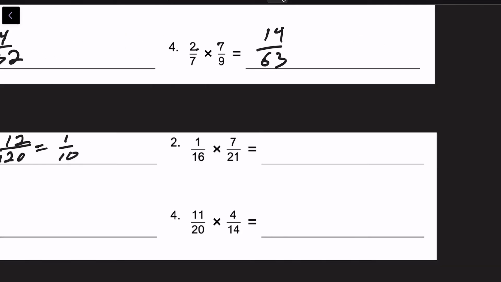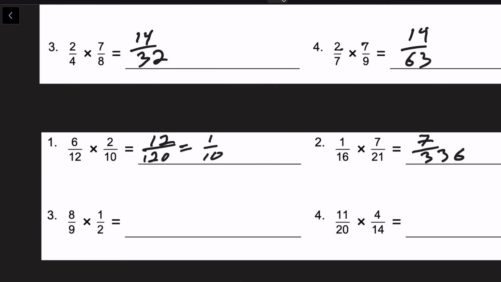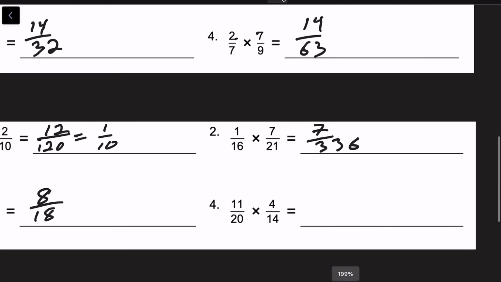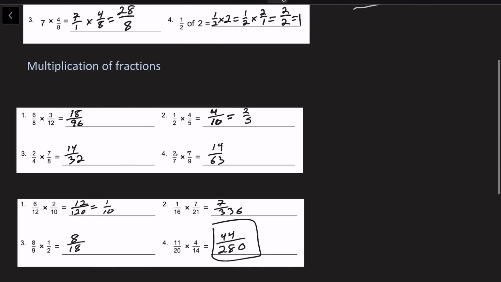1/16 times 7/21. Multiply across. 7 times 1 is 7, over 16 times 21, that's going to be 336. 8, multiply across. 8 times 1 is 8, over 9 times 2 is 18. Multiply across here again. 11 times 4 is 44, over 20 times 14 is 280. That's our final answer. That's multiplication of fractions.